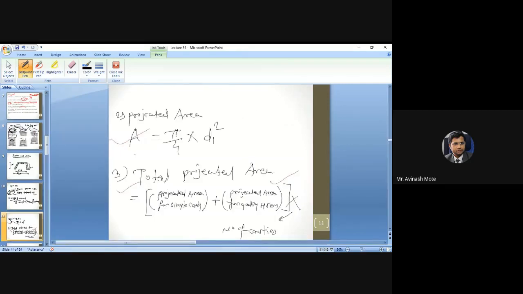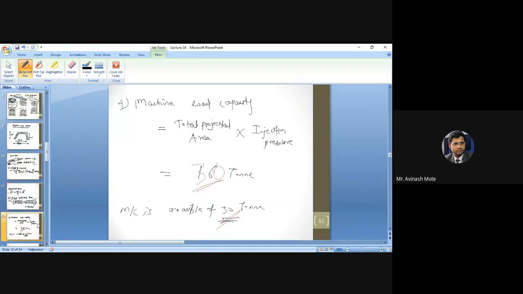This projected area will be for a single cavity. If the problem mentions a multi cavity mold, you can go for two cavities or three cavities, or sometimes it will be stated as a two cavity mold or three cavity mold. That way, accordingly, you can calculate the total projected area. Getting it? Okay.